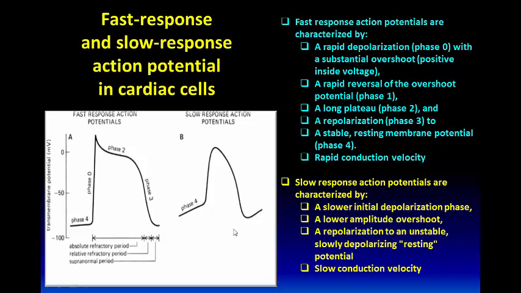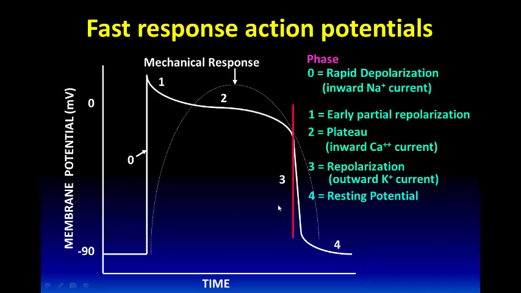Slow response action potentials are characterized by a slower initial depolarization phase, lower amplitude. Then we don't have phases 1 and 2. Then we have phase 3, which is repolarization to an unstable, slowly depolarizing resting potential, phase 4. And they are characterized by slow conduction velocity.